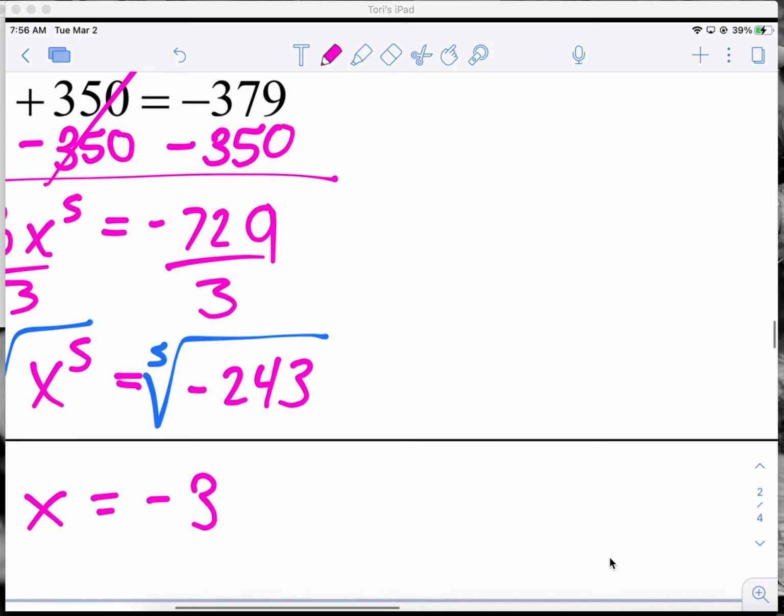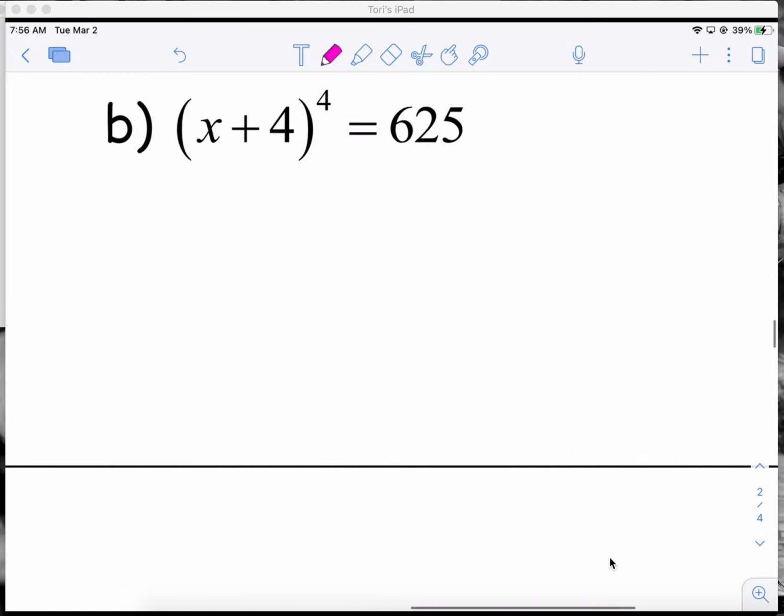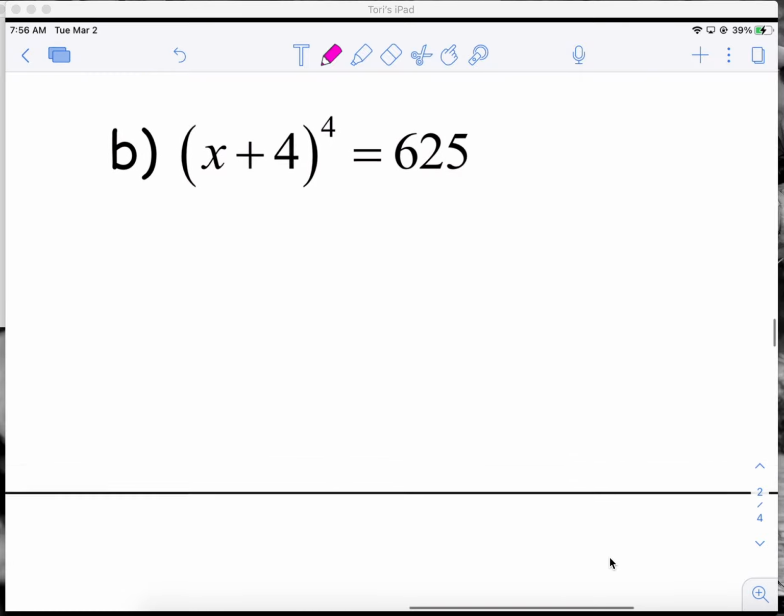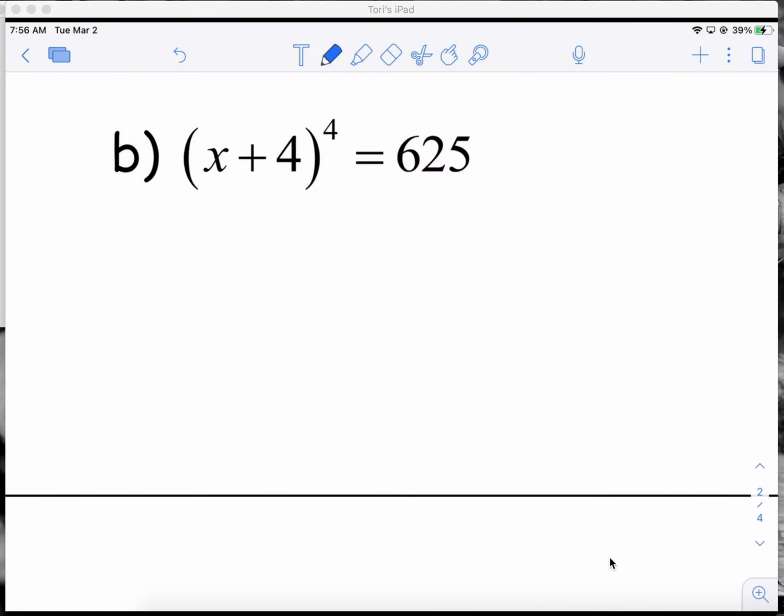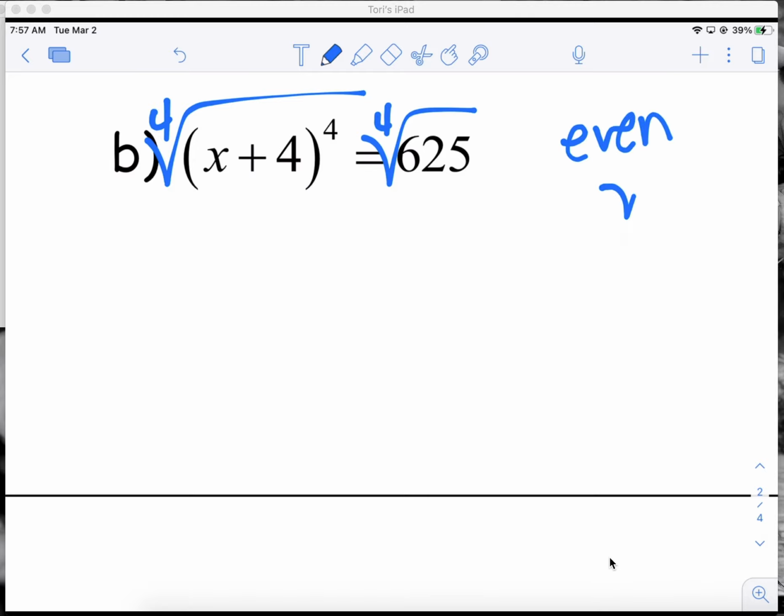Perfect. B is where most of the problems are going to happen. A lot of people in the quiz only gave one answer. So let me show you what I mean by that. 4th exponent means I need to take a 4th root. If your root is even, that means you have to have a plus or minus when you apply it. That's why it's important to draw that. That way you know when to put the plus or minus.